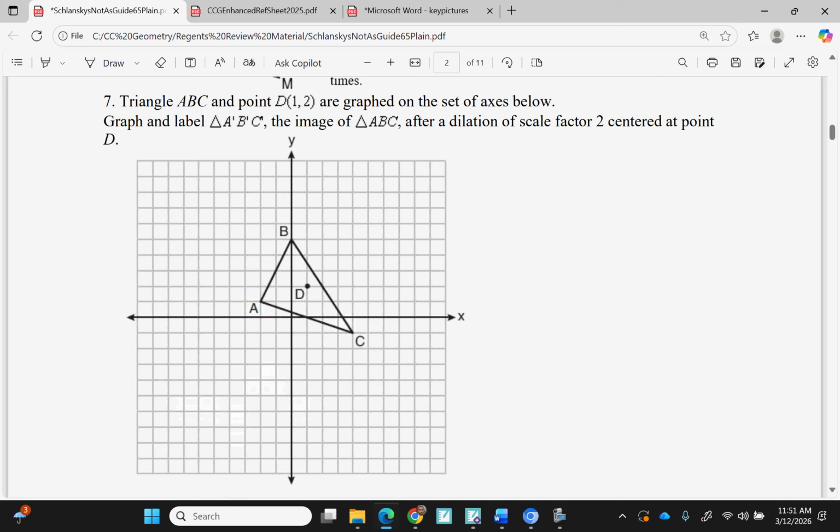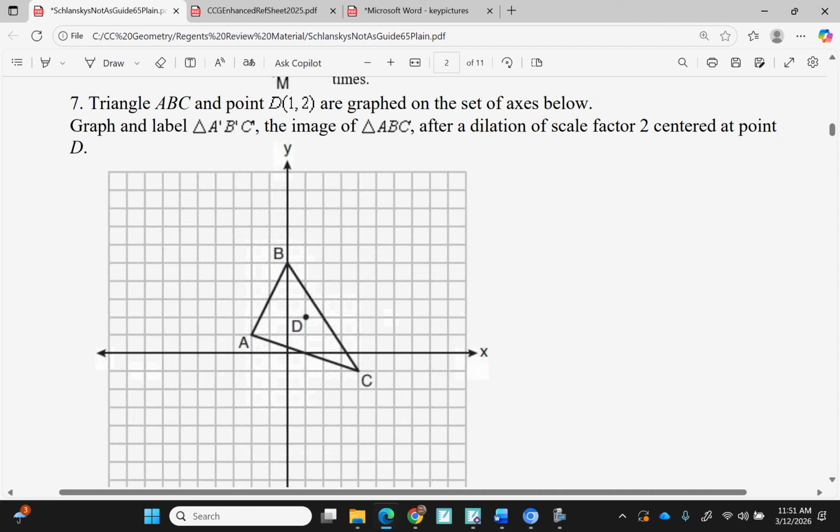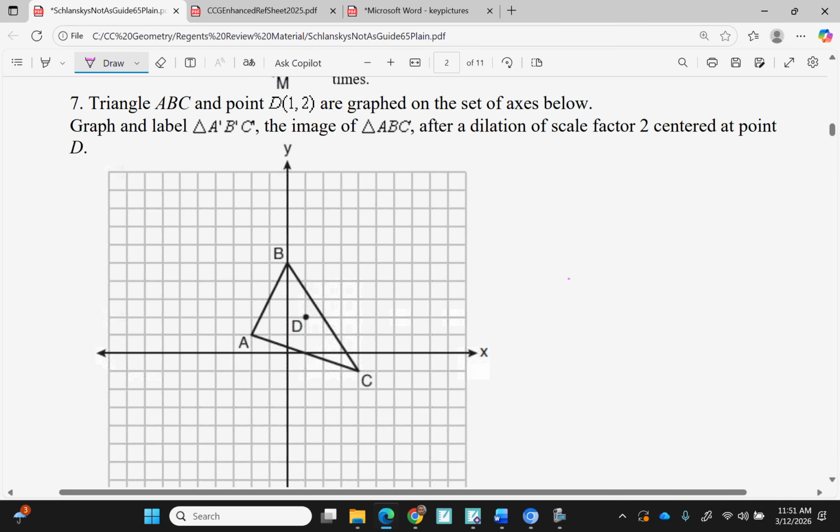Performing dilations. Now, you could be dilating a shape, you could be dilating a line segment. Either way, it wants me to dilate by a scale factor of 2 centered at point D. So, from the center, think of the center of dilation as an explosion. Things explode, things go away from the explosion. So I'm counting from the center of dilation. I'm counting away from the center of dilation. So I'll start with point B.